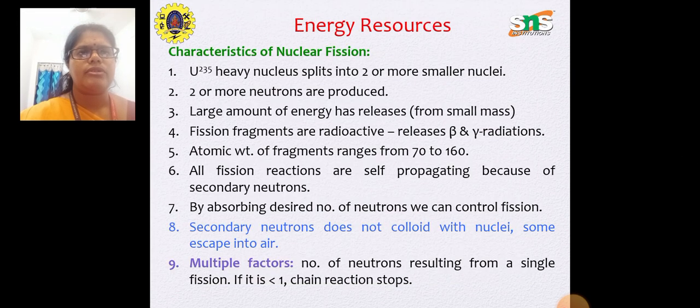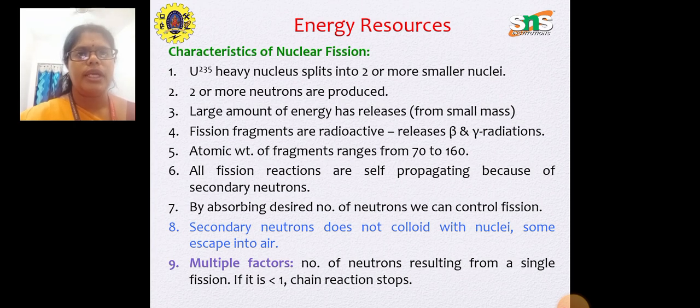There are certain characteristics of the nuclear fission reaction. The uranium 235 heavy nucleus splits into 2 or more smaller nuclei. 2 or more neutrons are produced. Then a large amount of energy is released from a small mass. Fission fragments are radioactive. They release beta and gamma radiation. Atomic weight of fragments ranges from 70 to 160.